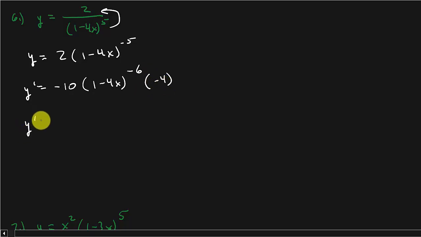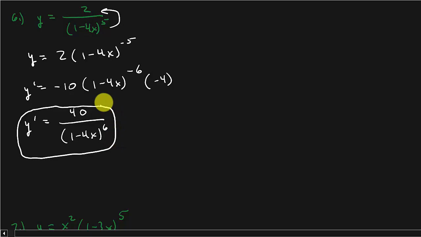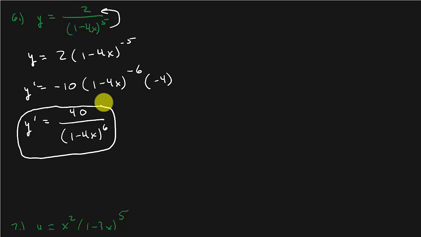And so now I get y prime equals 40 over, I'm going to bring this to the denominator to make that exponent positive, 1 minus 4x to the 6th. And there's your answer. All right. I just think in this case, I think it's easier to just do the chain rule rather than do the quotient rule.